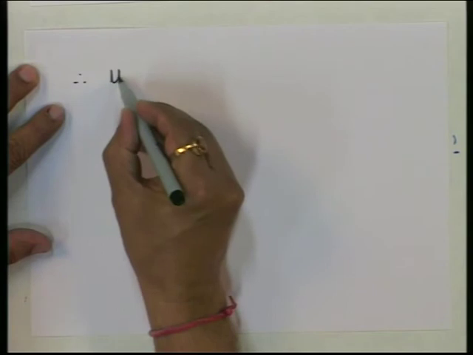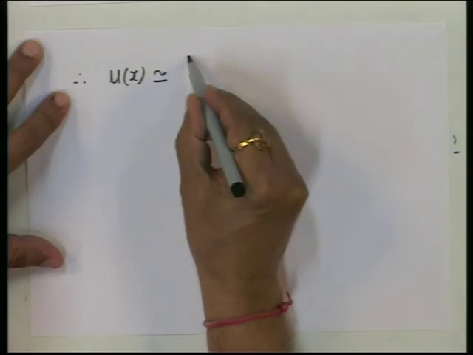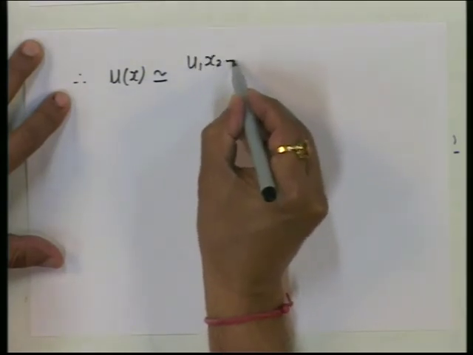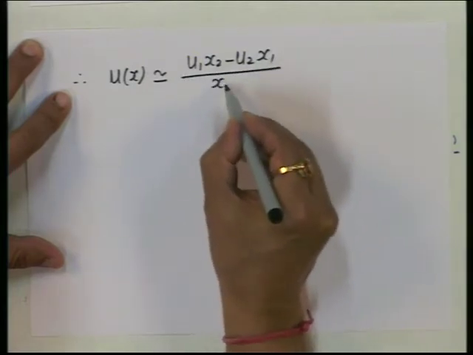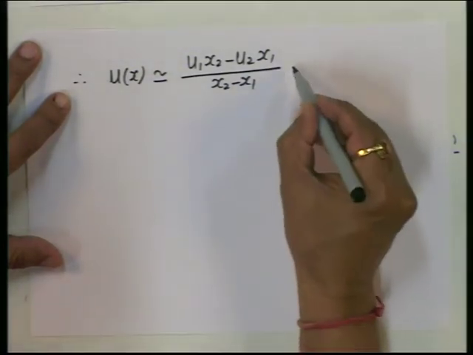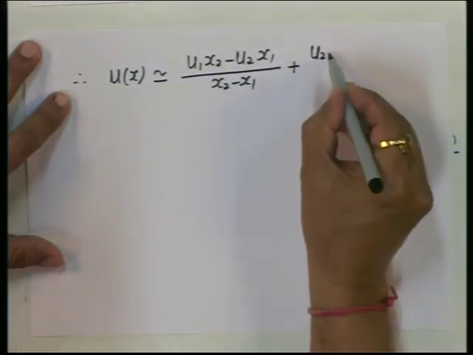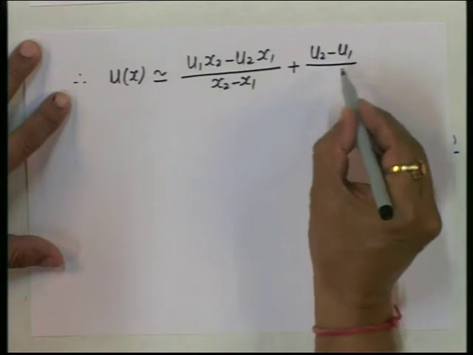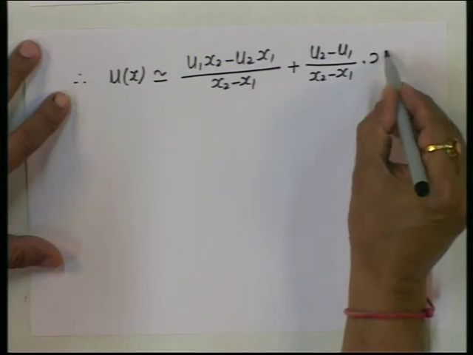Now, therefore, u(x) is, a0 is (u1 x2 minus u2 x1) divided by (x2 minus x1), plus a1 x. A1 is how much? A1 is (u2 minus u1) divided by (x2 minus x1), and it is multiplied by x.